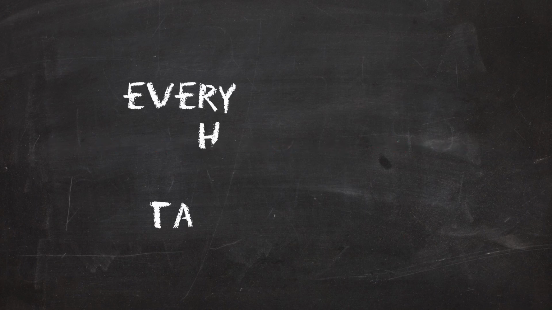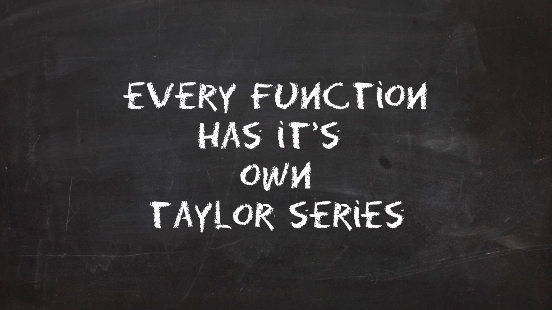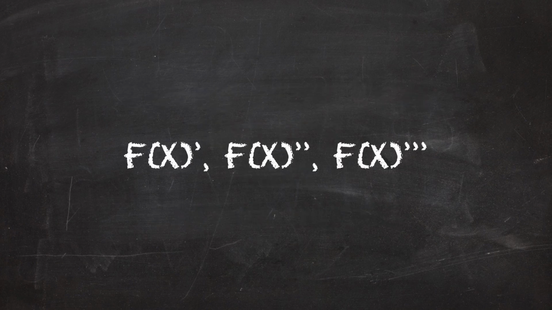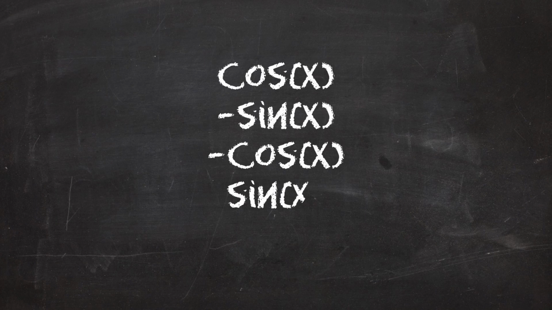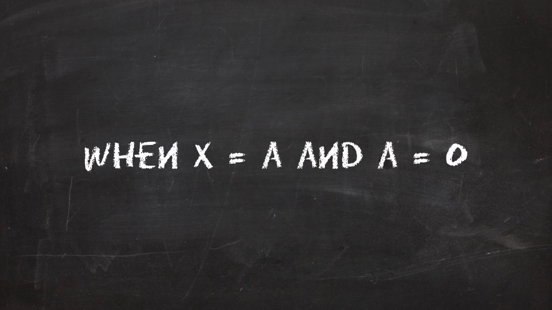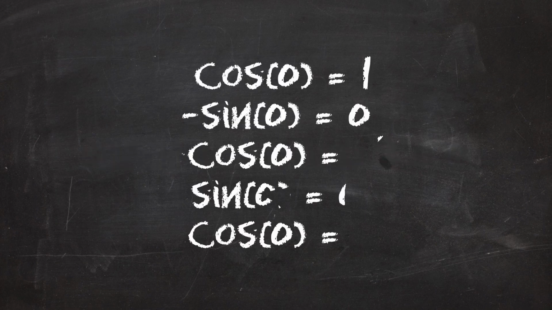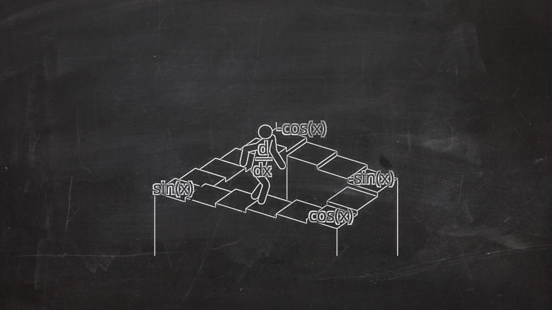The f's are the derivatives of what it is we are trying to find. That's where we get the uniqueness for every function. The first derivative, the second derivative, and so on. For cosine, there's a pattern. Cosine becomes negative sine, becomes negative cosine, becomes sine, and sine becomes cosine. And when x equals a and a equals 0, the pattern is 1, 0, negative 1, 0, 1, and so on. This again repeats infinitely.